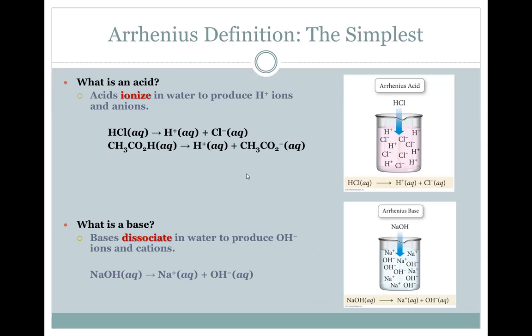The Arrhenius definition is the most basic definition. It was the original. According to Arrhenius, an acid ionizes in water to produce hydrogen. So acids will always be giving off that hydrogen. And here we have a hydrogen right here that's being given off. Bases dissociate in water to produce OH minus. So NaOH produces this OH minus when you put it in water.